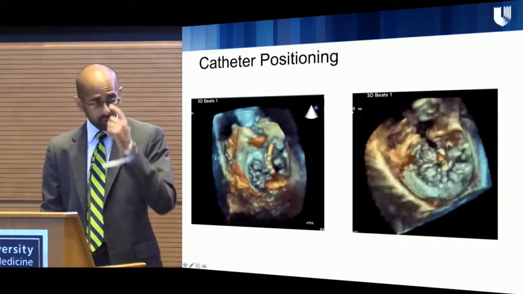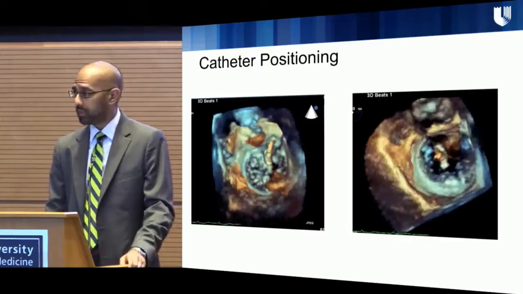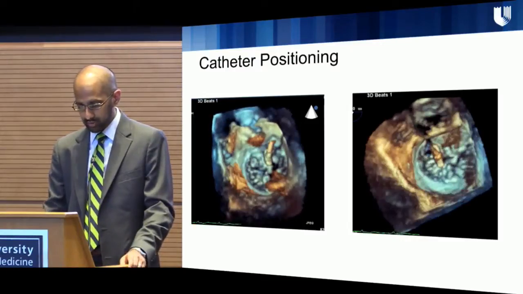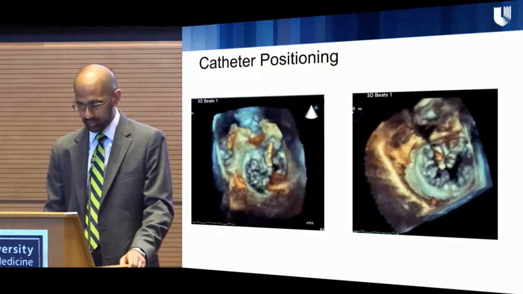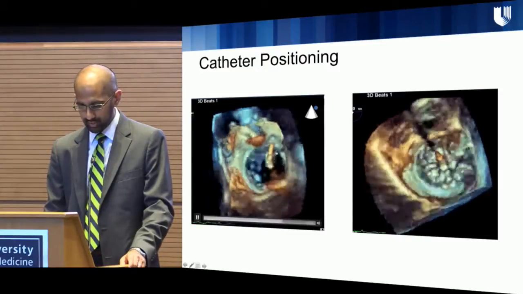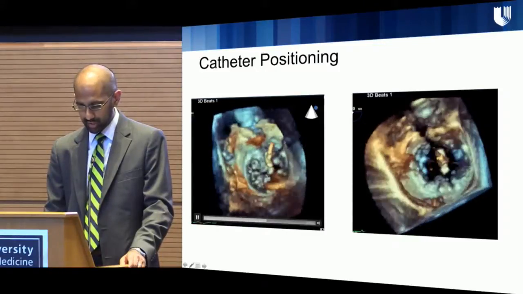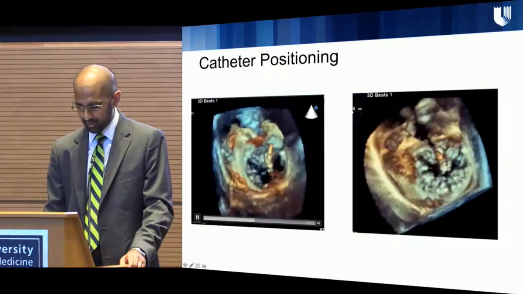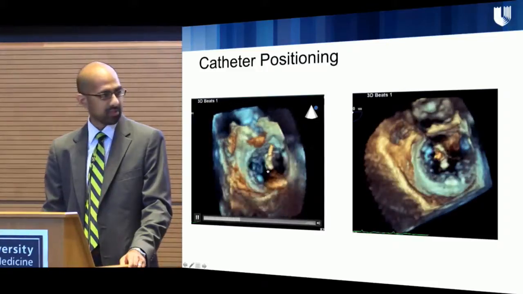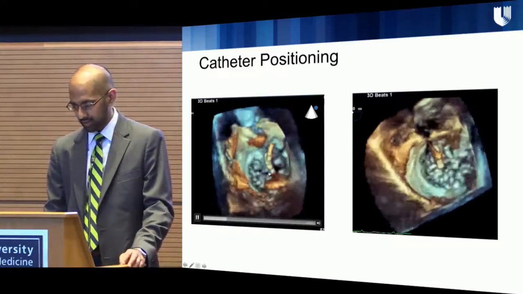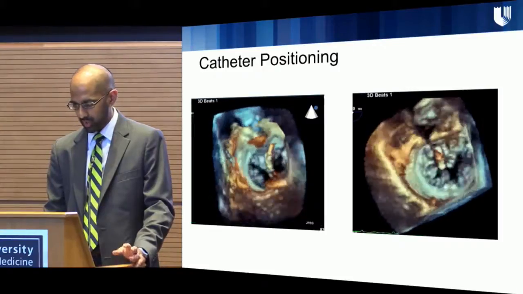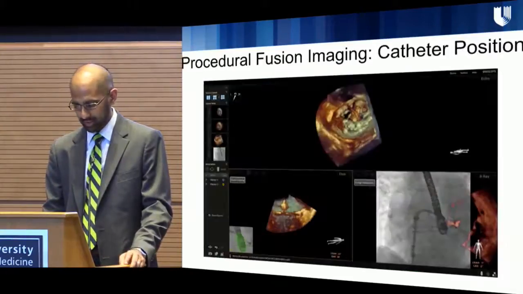Okay, so where else might fusion imaging be useful? Well, this is real-time 3D TEE imaging in a MitraClip case. Here's the catheter, and we're trying to position it over the area of the leaflet that's prolapsing so that we can make sure we clip that area. And this is pretty widely available and standard in how this is done now.